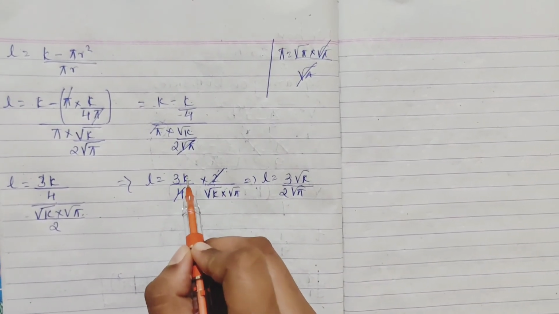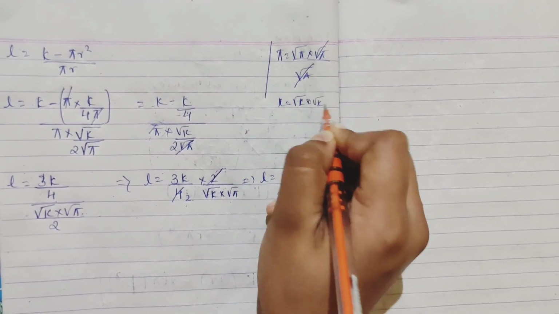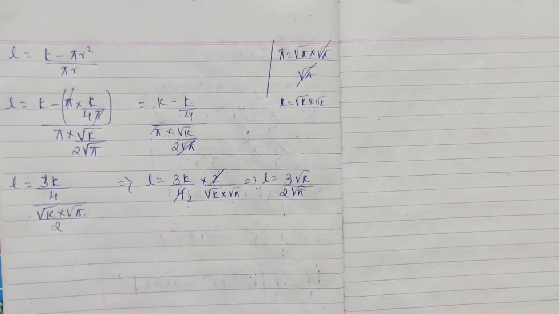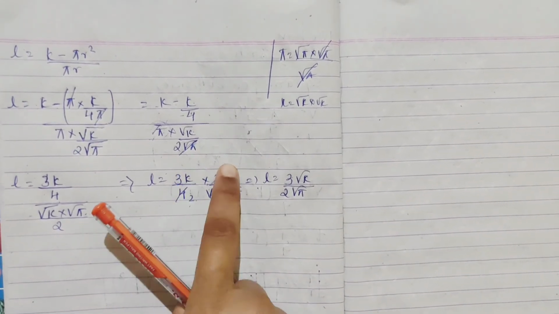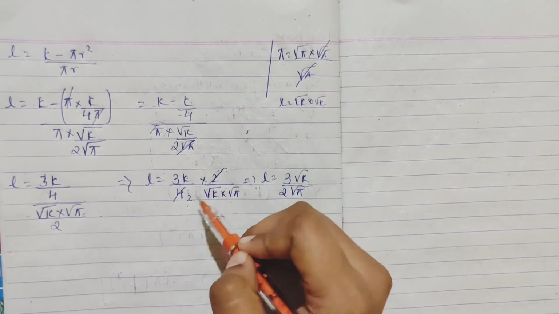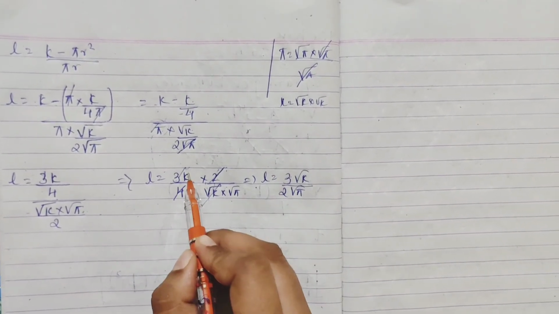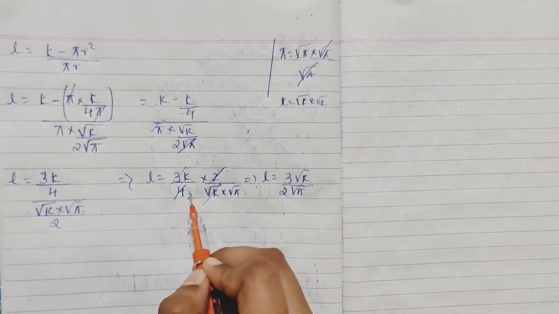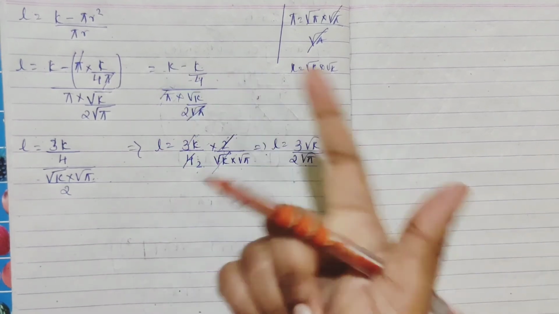See, here also k, again how can I split? Root k into root k. Why are we splitting? Because in the denominator, root k is there. In a root, if any number is there and you have a whole number, just split that whole number. So one root k cancels here, and you will have one root k remaining. So 3 root k divided by 2 root pi. So you have got the L value. You have L, you have R, both in terms of k.